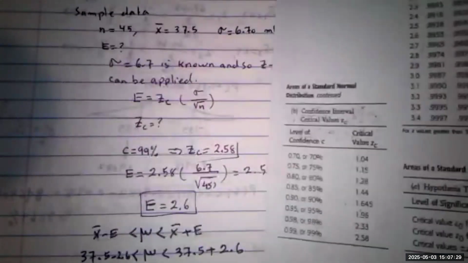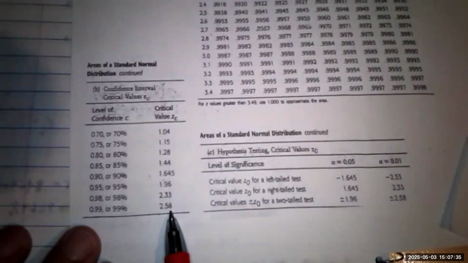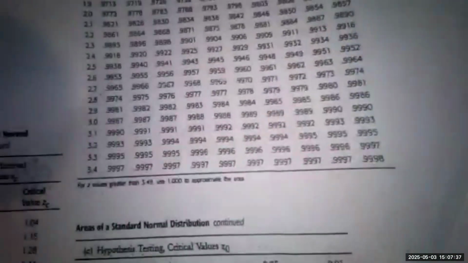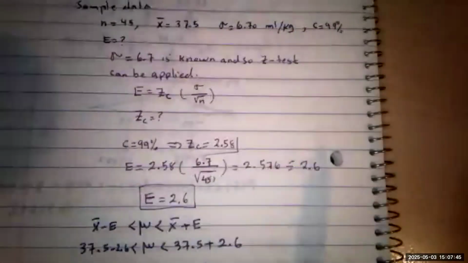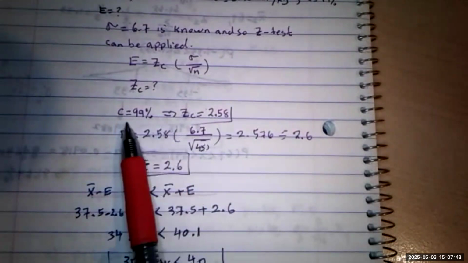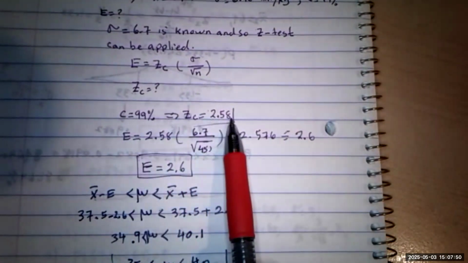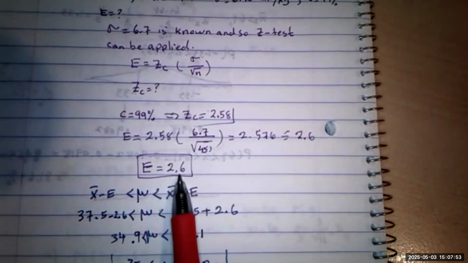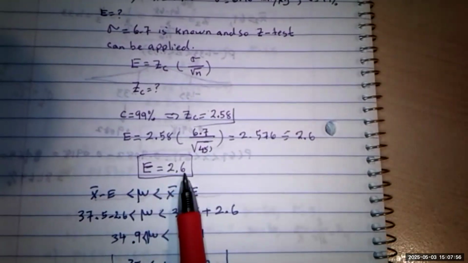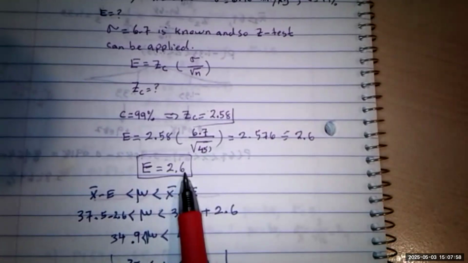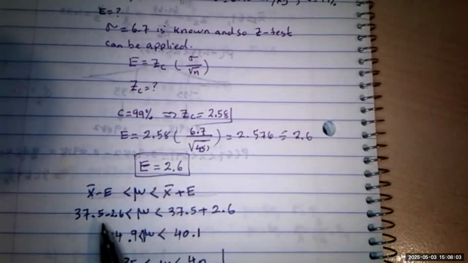This is going to be Z C. In this case, the C is 99%. So for 99%, it is 2.58. So the Z C, find it from this. So for the 99%, your Z C is going to be 2.58. You substitute and simplify, and that gives you E. So that's a marginal error, 2.6. Even if you use the ArtofStat application, you have to locate this one for us, okay?